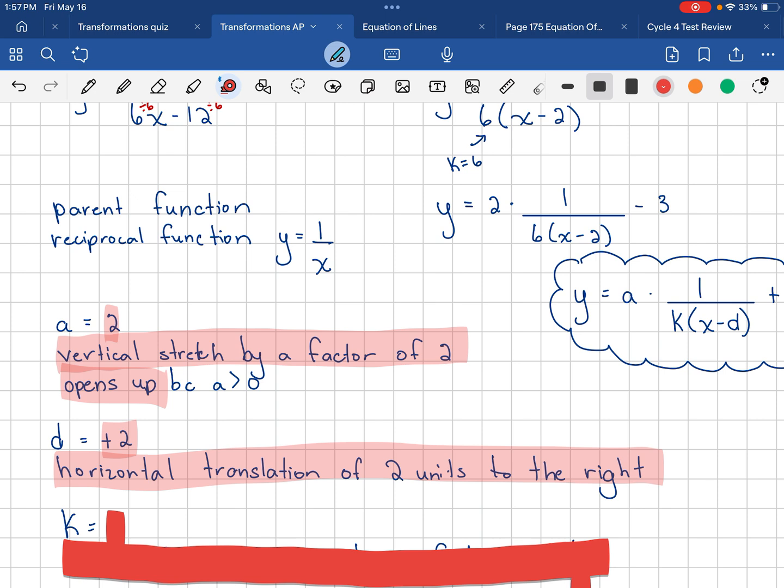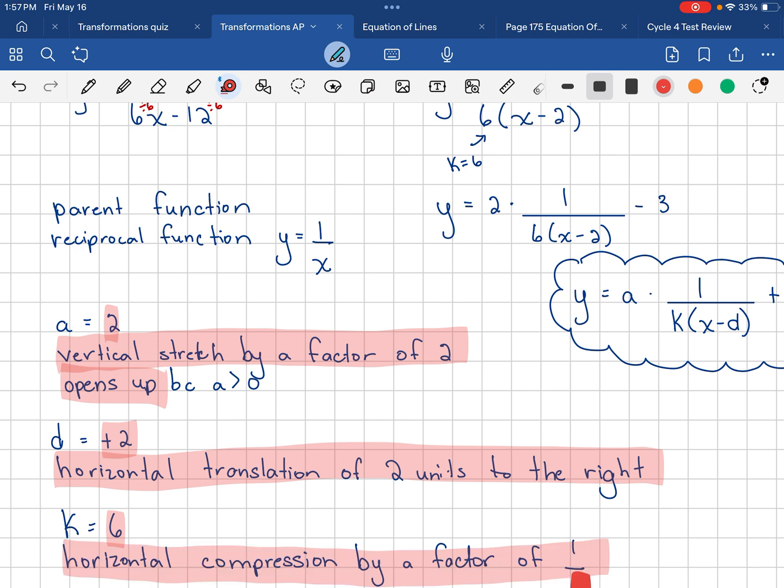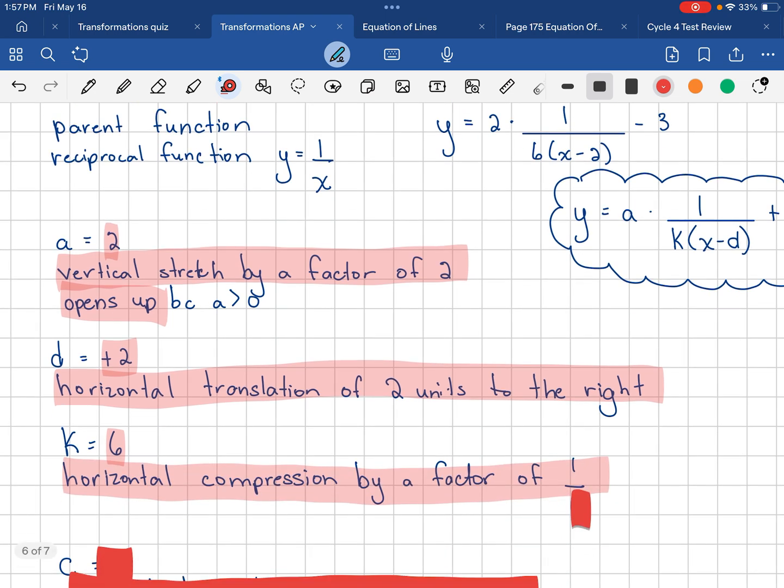Now we can do our K value. Our K value is equal to 6. Okay, that's what's fixed. But you have to be careful with K, just like you have to be careful with D. So K is going to be a horizontal compression by a factor of 1 over 6. So you just have to be very careful. Okay, it's not a horizontal stretch.